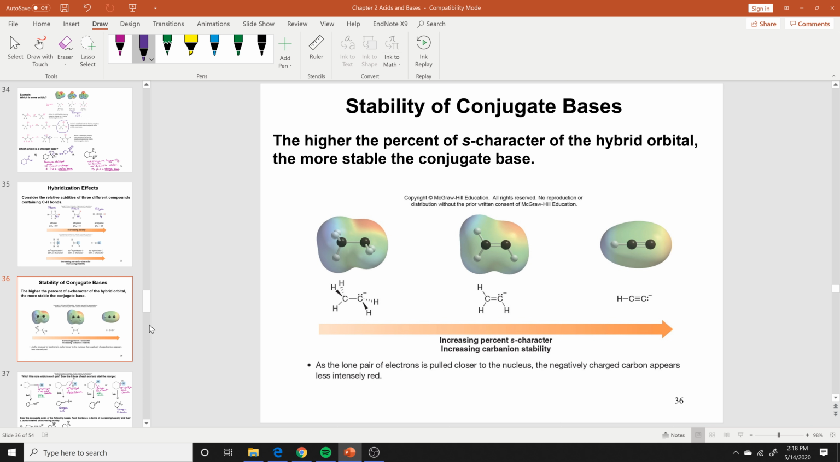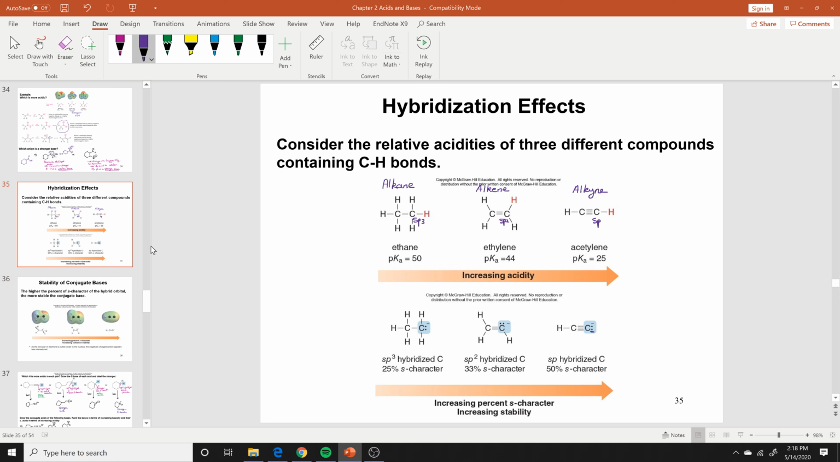When they are closer to the nucleus, this is how they look. As you can see, the red region is distributed there. They are closer to the nucleus, rather than the lone pairs in there. They are far away from the nucleus, and here they are farthest. They are just confined in this region over here. So the closer the lone pairs are to the nucleus, the more stable the anion is.